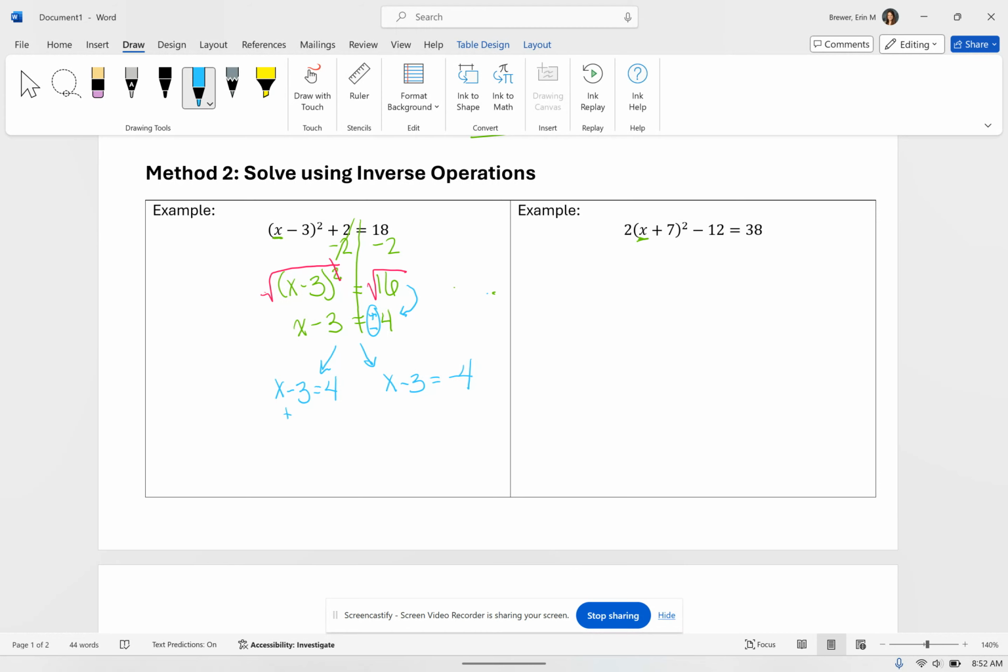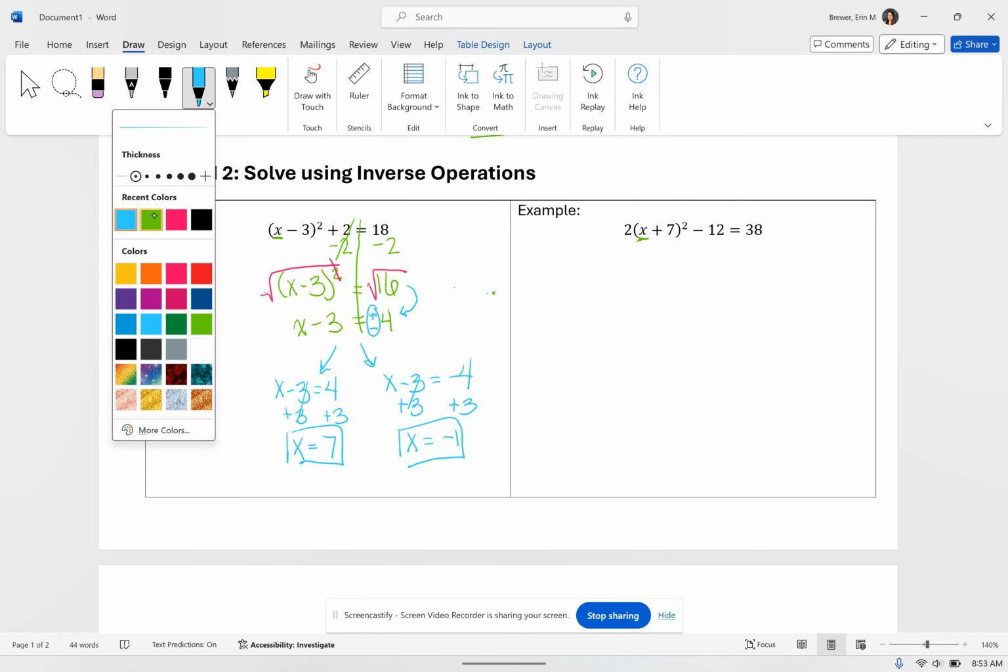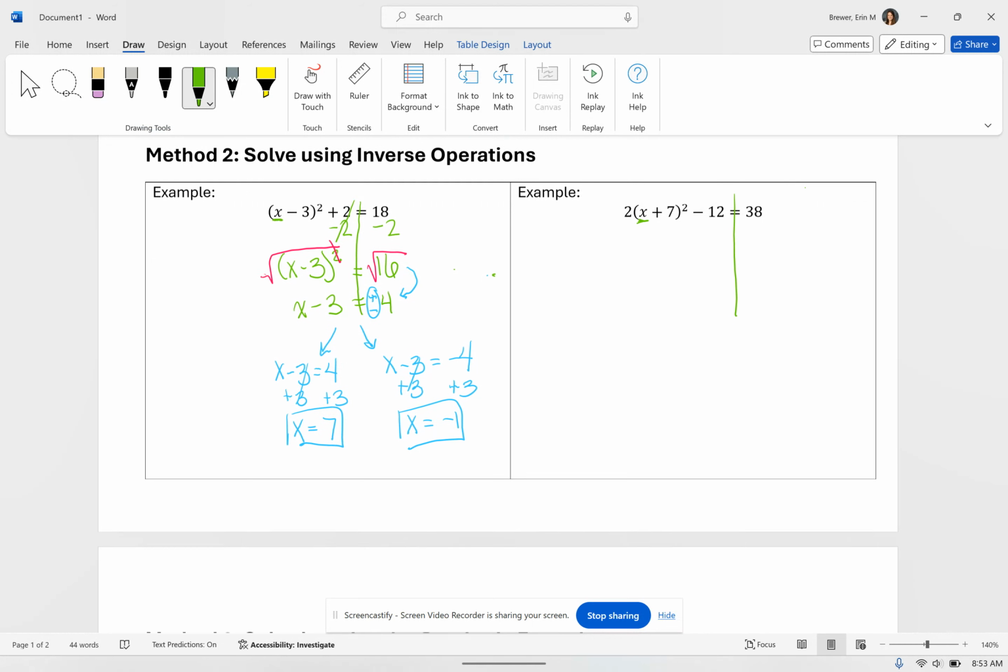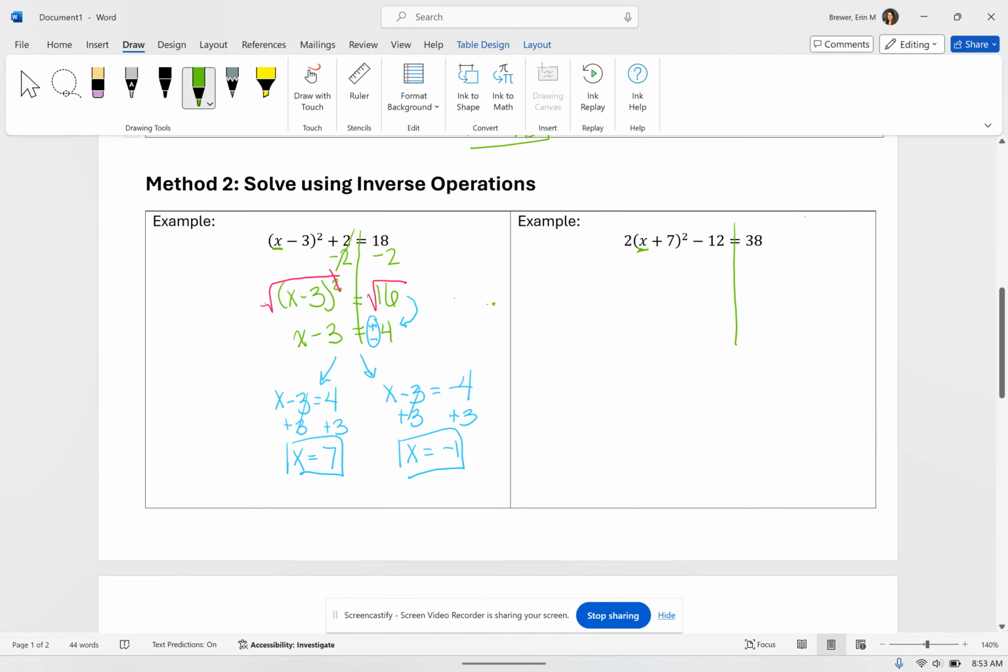From there, I'm just solving some mini equations to get x by itself by adding 3 on both sides to get x equals 7. And again by adding 3 to get negative 4 plus 3 or negative 1. Similarly on the next equation, again, I'm just trying to get that x by itself by doing inverse operations. So maybe draw your line down the equal sign. And we know we have to undo this minus 12 first.